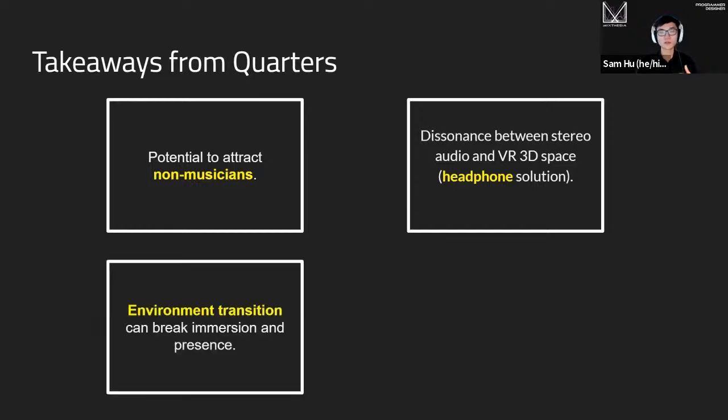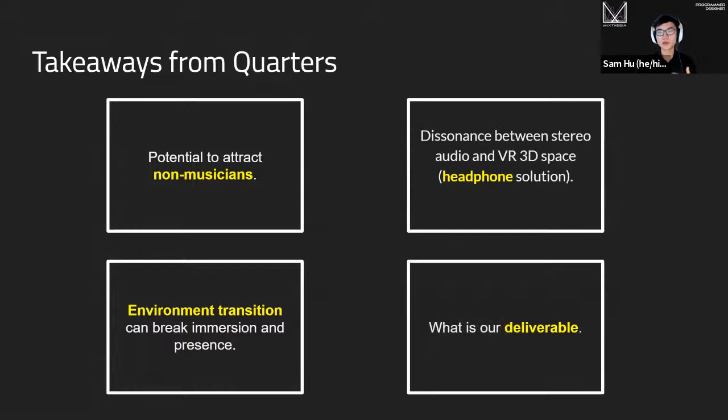The third one is to be careful about breaking immersion while changing the environment, and the last one being a huge amount of confusion from faculty about what exactly our deliverable is. Is it more about a cohesive product, or is it more about rapid prototyping and the findings?